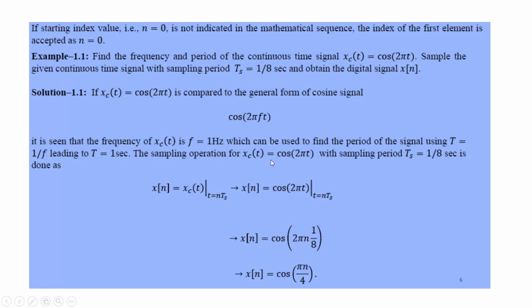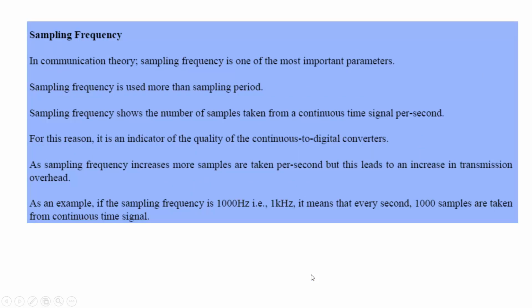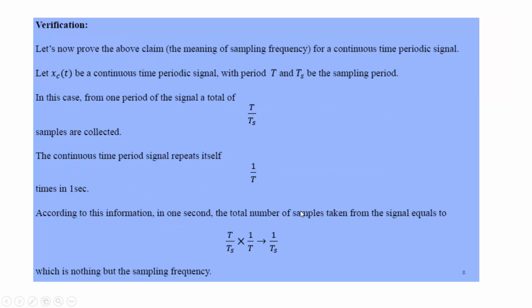The sampling operation for this signal with sampling period 1 by 8 seconds will be performed like this. This is my signal cos 2 pi t, where I have to replace small t with n capital Ts. So x[n] will take 2 pi n divided by 8, and my resultant digital signal will be cos(pi n by 4). Now we know that if the sampling frequency given is 1000 hertz, that means 1000 samples are collected per second. That is the meaning of sampling frequency.